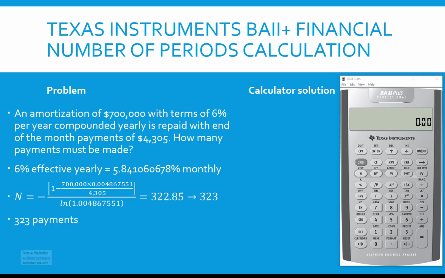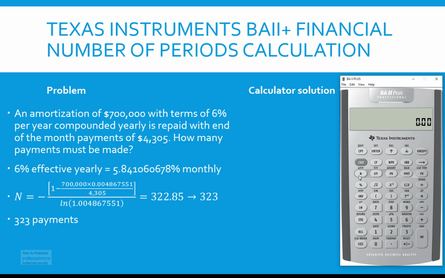The calculator solution follows. We set our payments per year and compounds per year. Second function, PY. There are 12 payments per year since the payments are end of the month payments. Press 12 and press enter. Press the down arrow button. The compounds per year. The given interest rate is 6% per year compounded yearly, which is once per year. Press 1, press enter. We have set our PY, payments per year, to 12 and our CY, compounds per year, to 1. We leave this menu by pressing second function, quit.